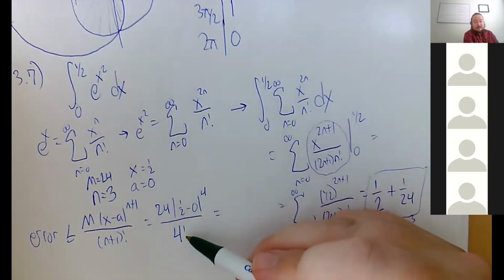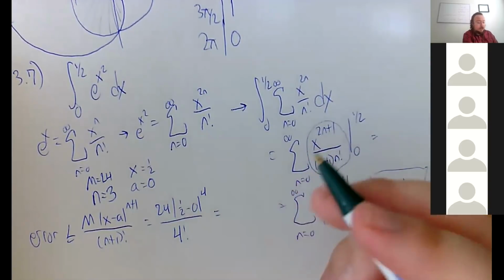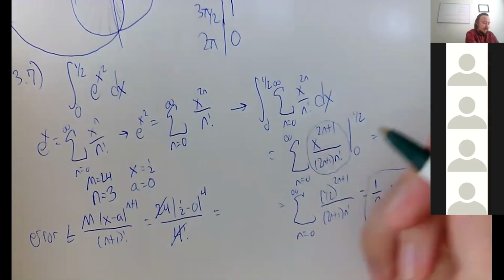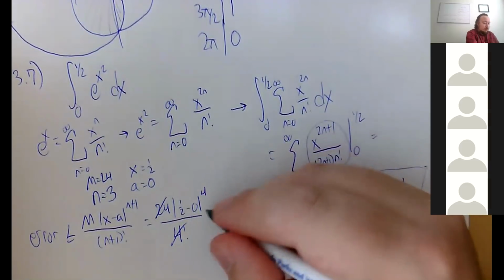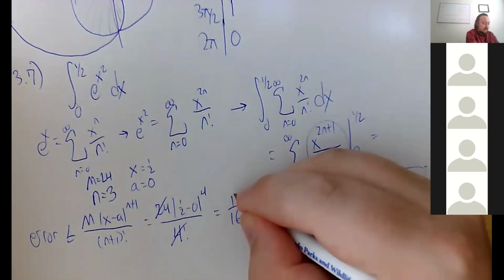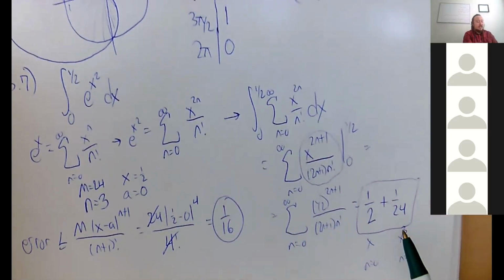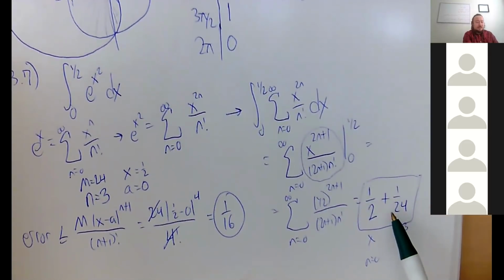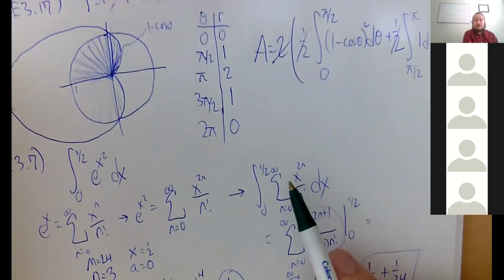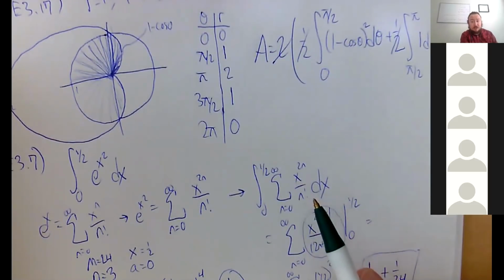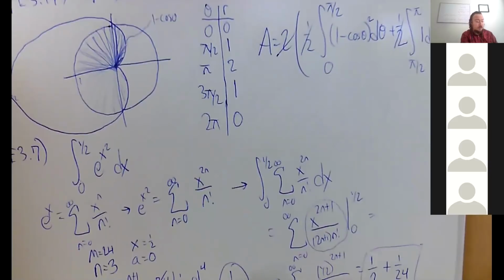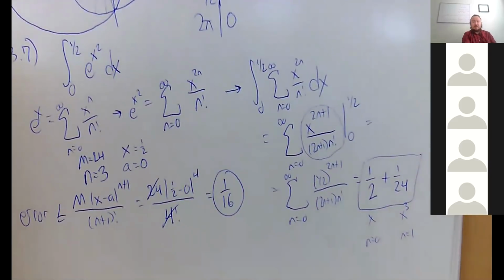All right, now coincidentally, 4 factorial is actually the same thing as 24. So these will cancel out. And then I have 1/2 to the 4th power is 1/16. So what is this saying? It's saying that this approximation here, 1/2 plus 1/24, is no more than 1/16 away from the true value of this integral right here. That's what this error is telling us.